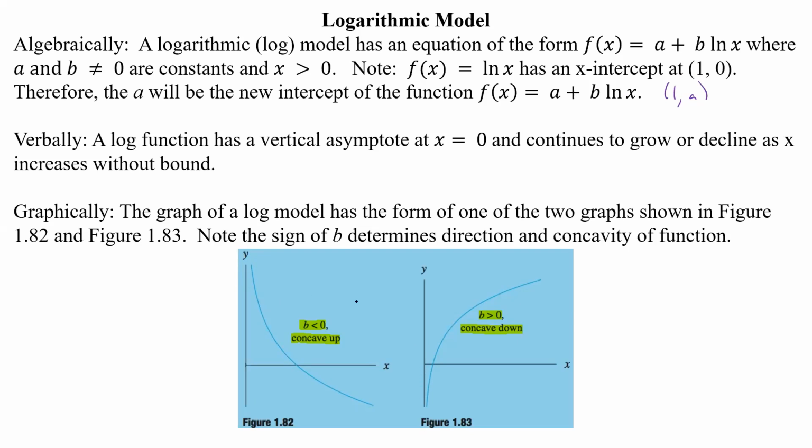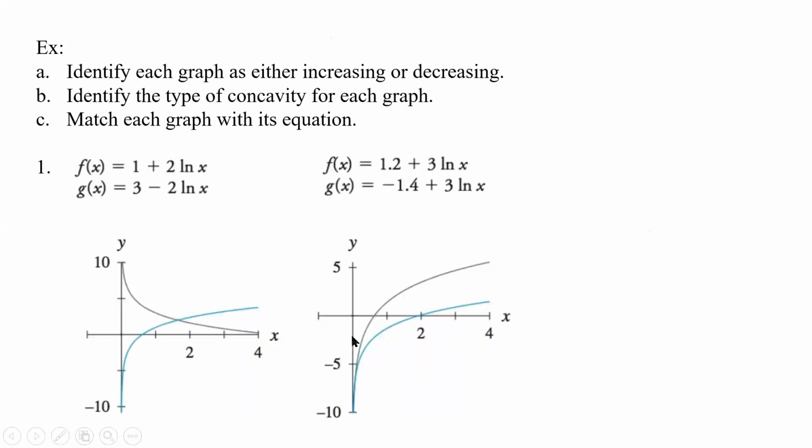And the graph of a log model has the form of one of the two graphs shown in figures 1.82 and 1.83. Now the sign of b matters. In this case b is less than 0, and here we have b greater than 0. Less than 0, we have decreasing. Greater than 0, we have increasing. And greater than 0 is concave down, and less than 0 is concave up. Those are some of the key things about the logarithmic graphs.